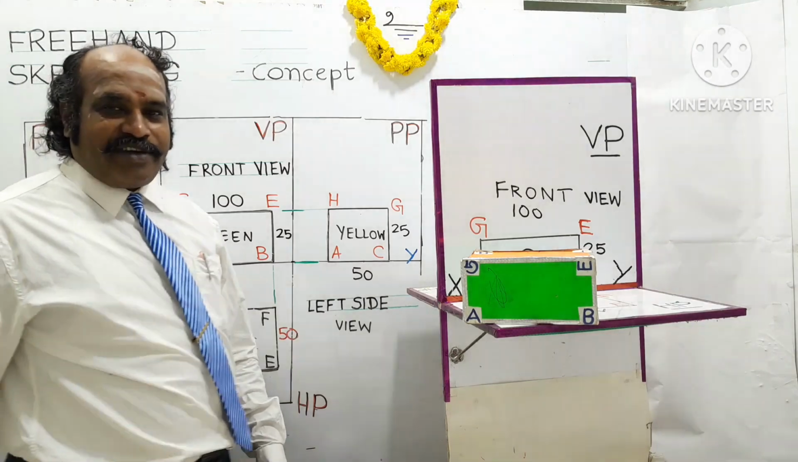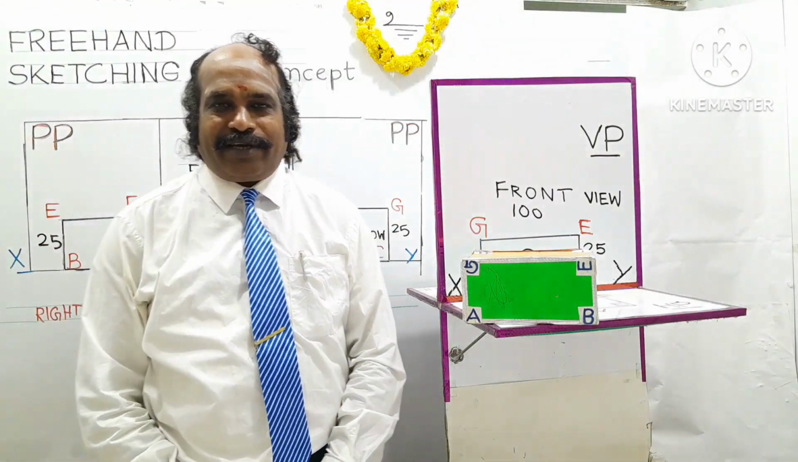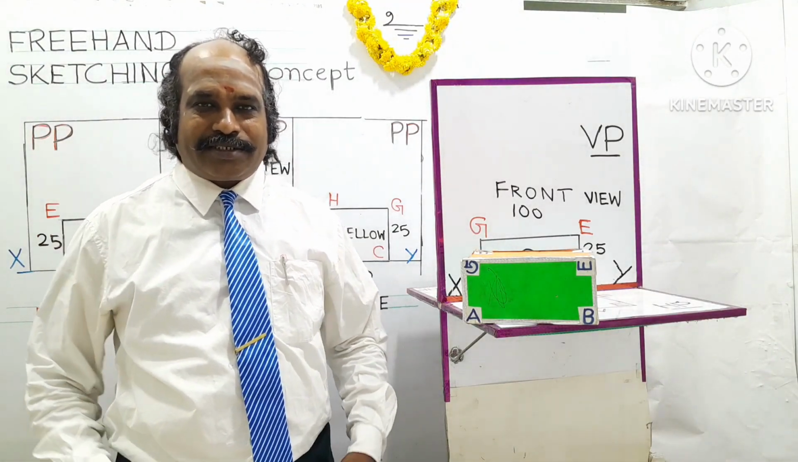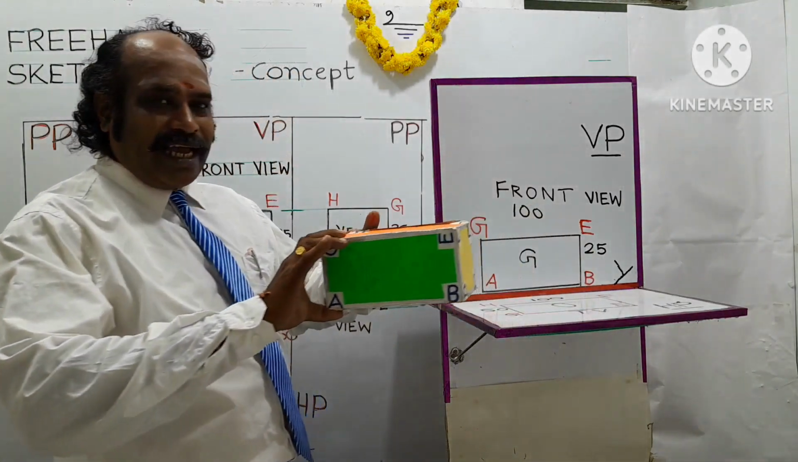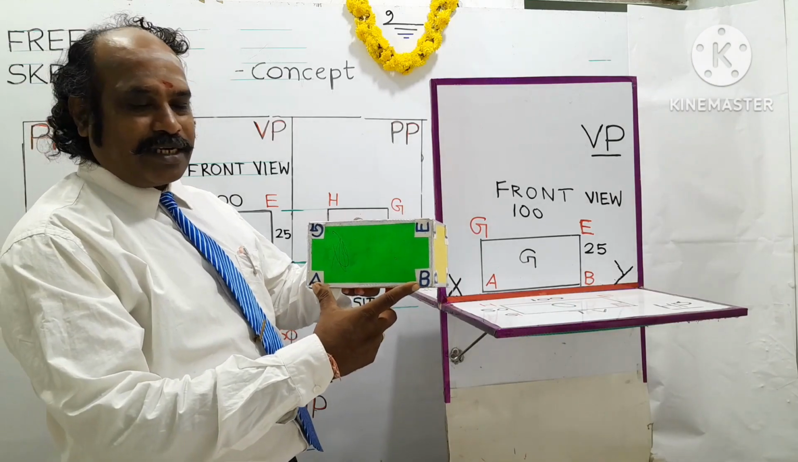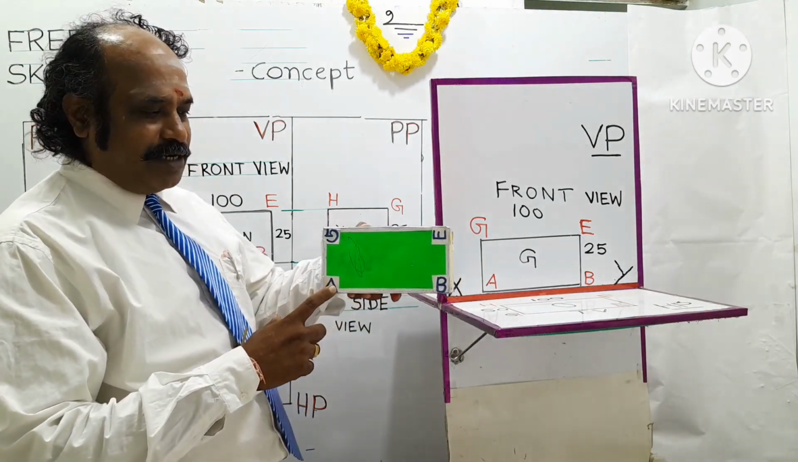Yes, the topic is freehand sketching on the subject engineering graphics applicable for BE/BTech students studying first year. Right. The solid object is given here. It's a three-dimensional representation of an object. Okay, the 3D object is shown in this video.